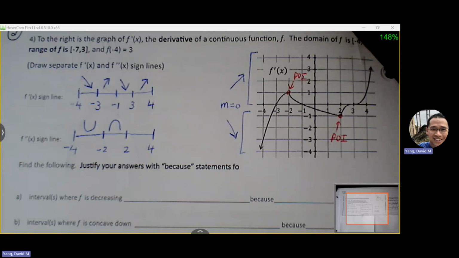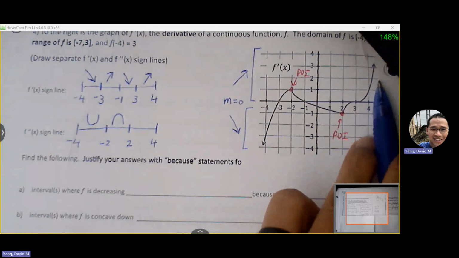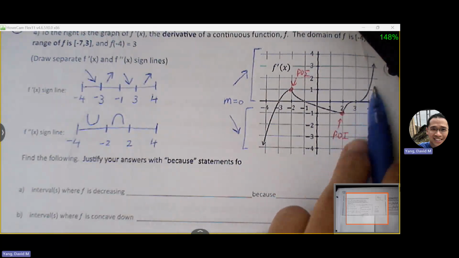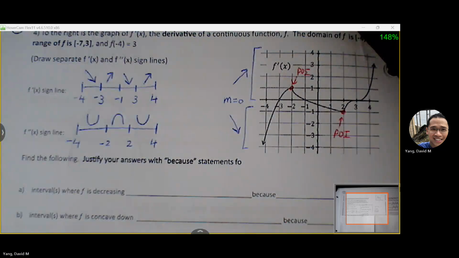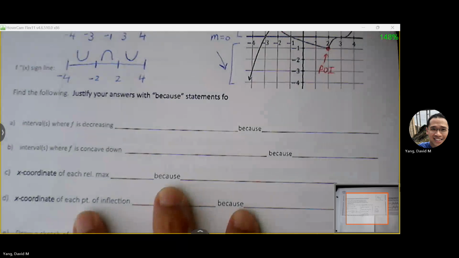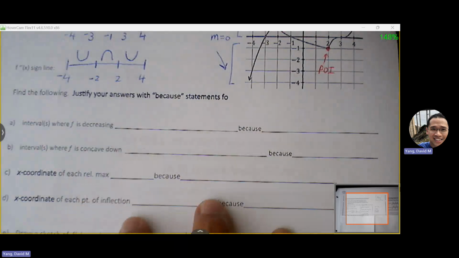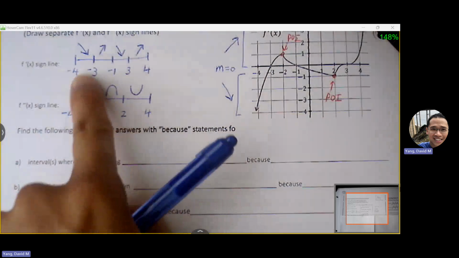And from 2 to 4, my slope is rising. If the slope of my f prime is rising, that's going to translate to concave up. All of your statements are going to be relatively easy because you just read them off of your sign lines.